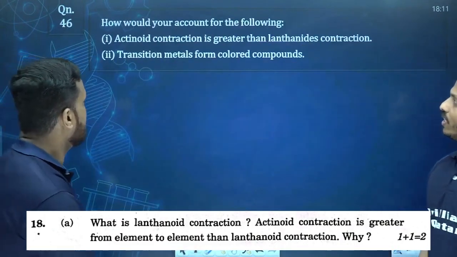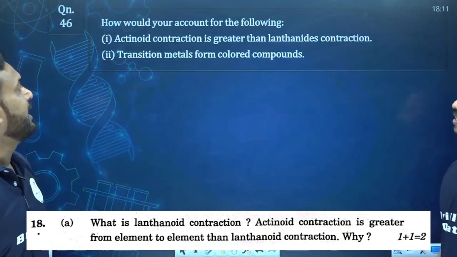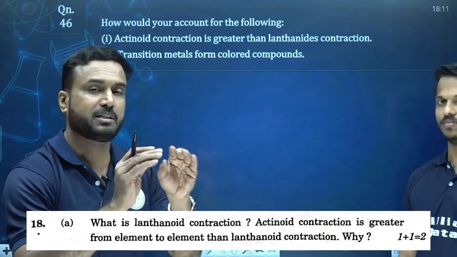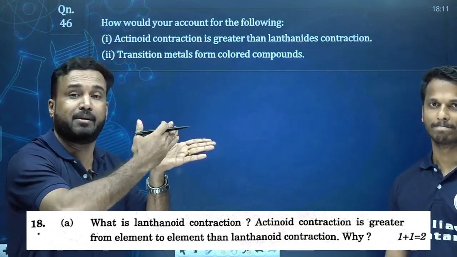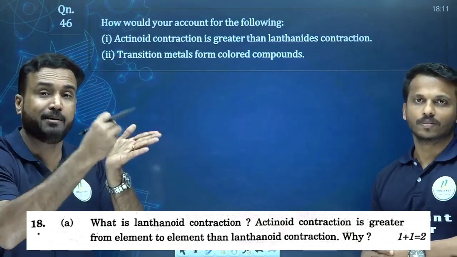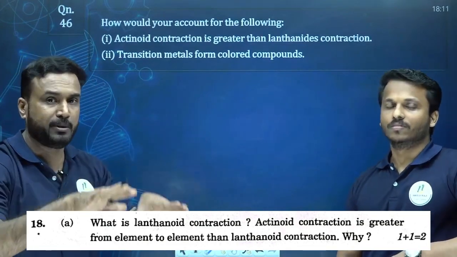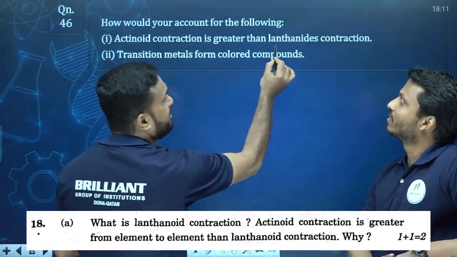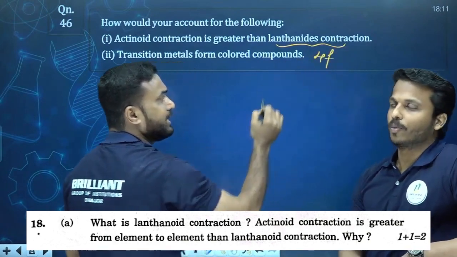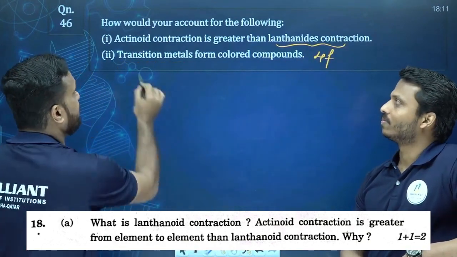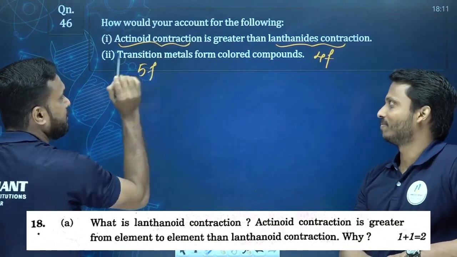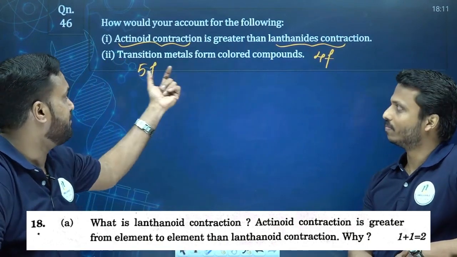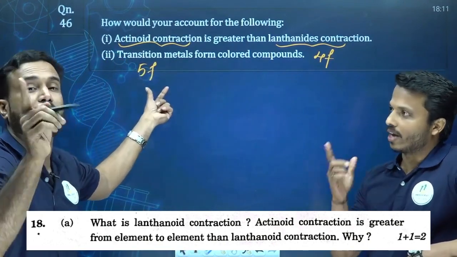Now we will go to the next one, 46. How do you account for the following? Actinoid contraction is greater than lanthanoid contraction. Lanthanoid contraction means from lanthanum to lutetium, or cerium to lutetium, there is a gradual decrease in atomic radius or size due to poor shielding effect of 4f. For actinoid contraction, 5f is experiencing poor shielding. When you compare this shielding effect, the poorer shielding effect is for 5f.